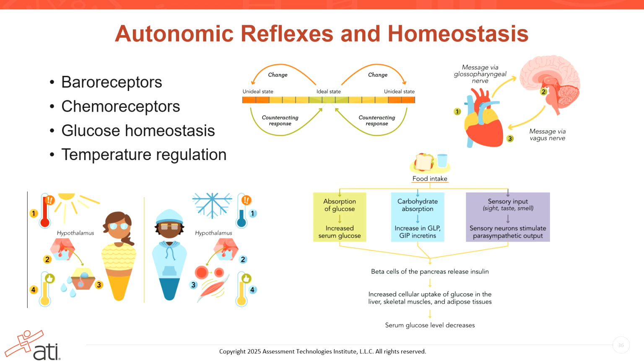Temperature regulation. This is a result of negative feedback. Our body senses those changes by our thermoreceptors in our skin, spinal cord, visceral organs, and brain, and it sends out signals to our hypothalamus that, hey, we've got a problem and you need to respond.